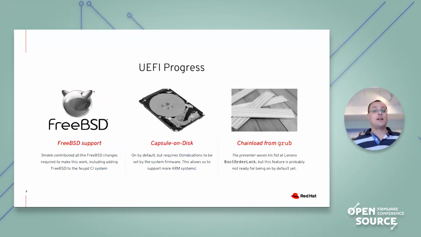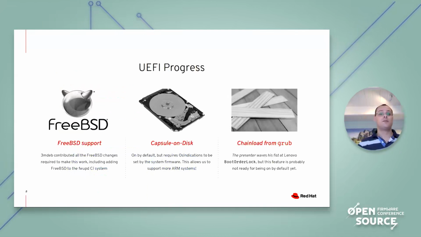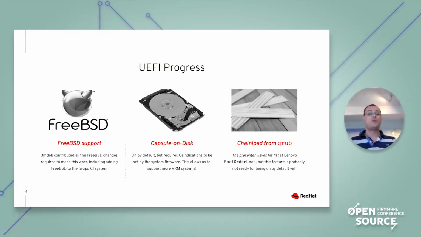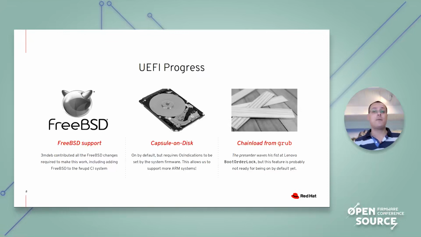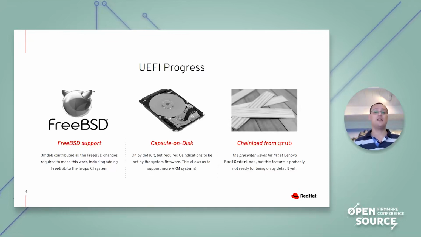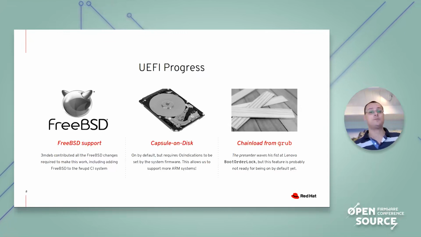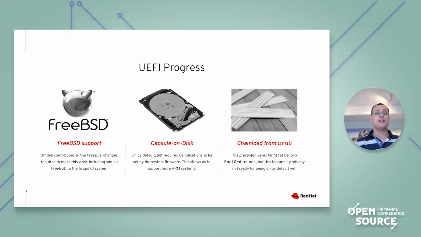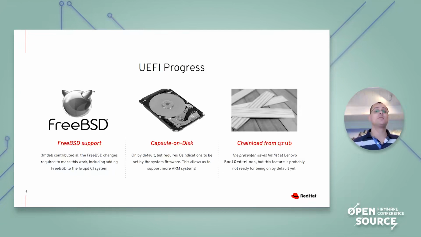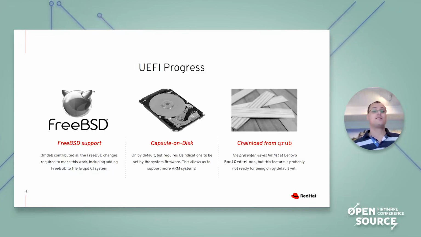So changing subjects again, we've worked with 3mdeb. They've contributed all of the changes to make fwupd work on FreeBSD. And there's a couple of customers that are using this on big deployments, and that's awesome. They also included the supporting CI system. So that means that we can't commit stuff which accidentally breaks FreeBSD because they're using some Linuxism.